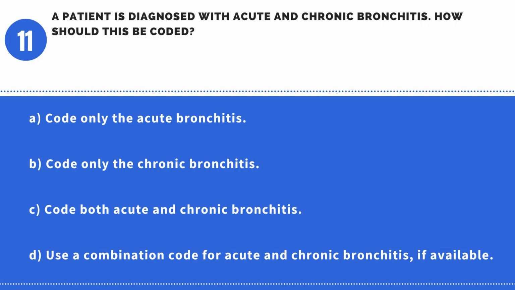Question 11. A patient is diagnosed with acute and chronic bronchitis. How should this be coded? A. Code only the acute bronchitis. B. Code only the chronic bronchitis. C. Code both acute and chronic bronchitis. D. Use a combination code for acute and chronic bronchitis, if available.